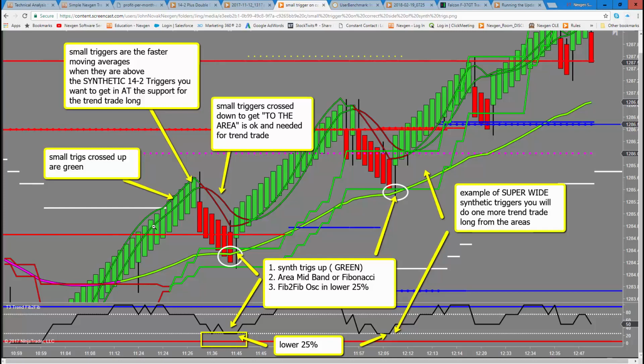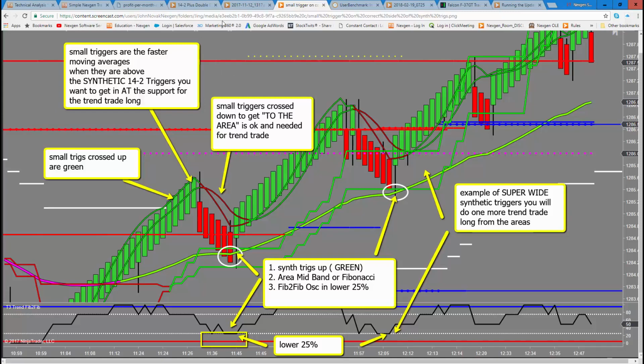And again, the small triggers are these little faster ones that kind of move around with the market. And the 14-2 small triggers are what we call synthetic triggers or 14-2 triggers. It's 2 different names for the same thing. Location, location, location. If the small trigger lines are physically located above or not below, right? Above or not below, then we're going to look for our trend trade a little more assertively before we break below the trigger lines.